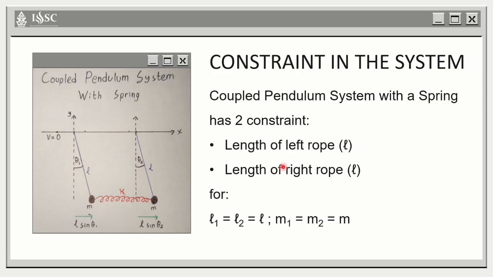So in this system, there are two constants involved. The first one is the length of the left rope, L1 here, and the second one is the length of the right rope, L2 here. Let's assume that L1 and L2 have the same length, so it can be identified as L. And the mass is also the same. Let's assume M1 and M2 have the same mass, so it can be identified as M.